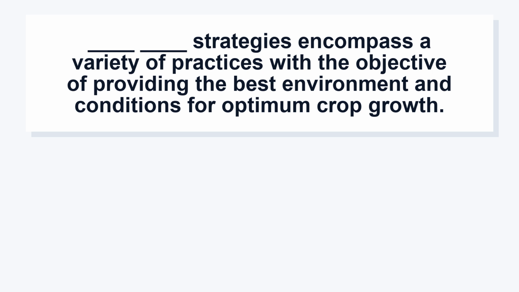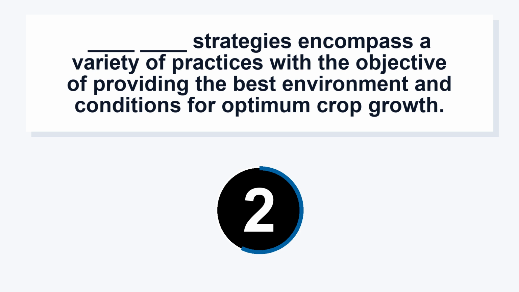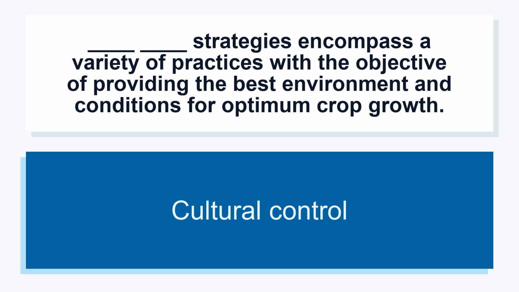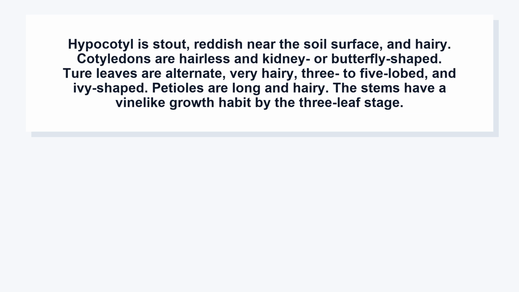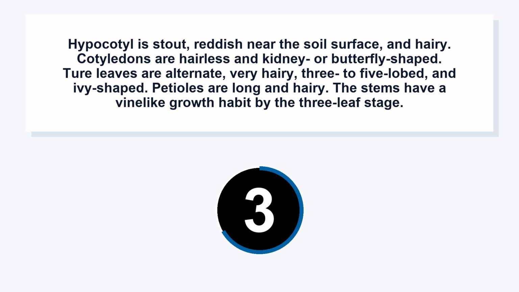Strategies encompass a variety of practices with the objective of providing the best environment and conditions for optimum crop growth. Cultural control. Hypocotyl is stout, reddish near the soil surface, and hairy. Cotyledons are hairless and kidney or butterfly shaped. True leaves are alternate, very hairy, 3 to 5-lobed, and ivy-shaped. Petioles are long and hairy. The stems have a vine-like growth habit by the 3-leaf stage. Ivyleaf morningglory.